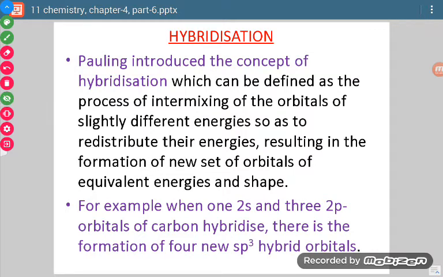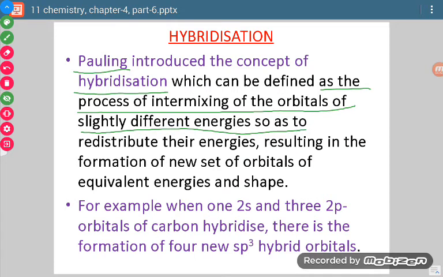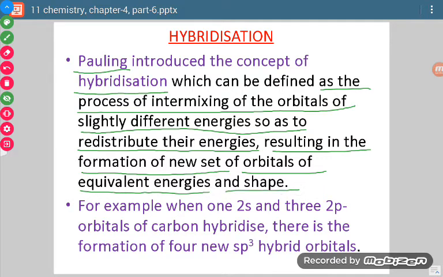A scientist named Pauling introduced this concept of hybridization, and what is it? It is the process of intermixing of the orbitals of slightly different energies so as to redistribute their energies, resulting in the formation of a new set of orbitals of equivalent energy and shape.